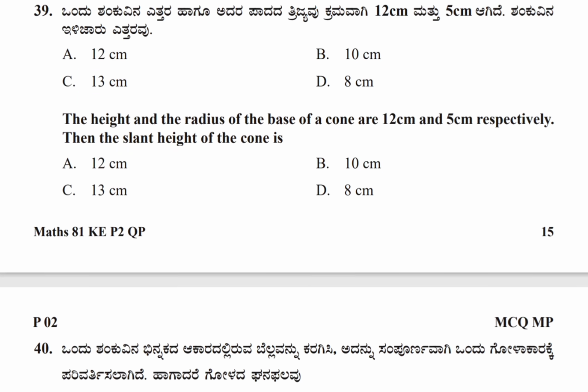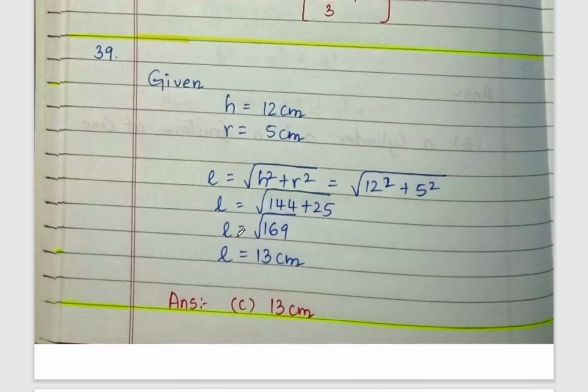Next question, the height and radius of the base of a cone are 12 centimeter and 5 centimeter respectively, then the slant height of the cone is. We know the relation between slant height, radius and height, that is equal to L square equals h square plus r square. By using this concept, L equals square root of h square plus r square. Substitute the values of h and r.